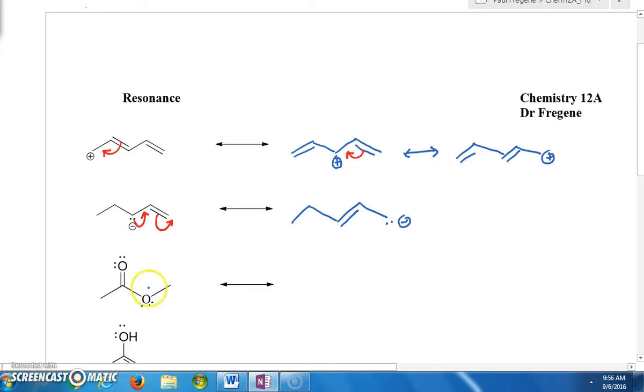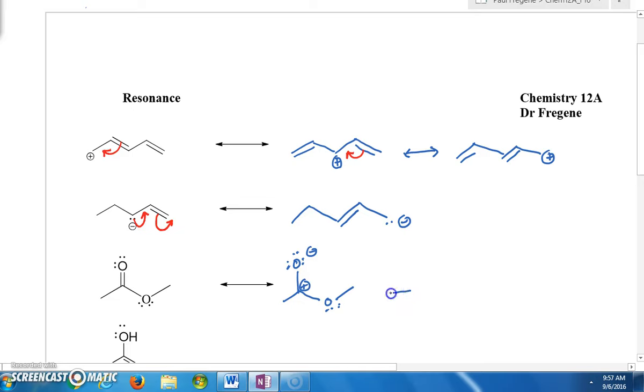Now in this example here, we can recognize two patterns. We can recognize a pi bond between two electronegative atoms, with one being more electronegative. So we can easily draw the first one, whereby we move the electrons that make up the pi bond, right? We have a positive charge there.